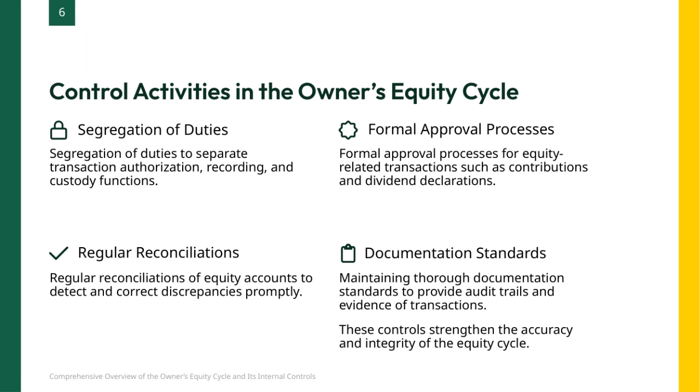Next, formal approval processes are important, especially for equity-related transactions like contributions or dividend declarations. This ensures that all significant actions are properly reviewed and authorized before they happen. Then, regular reconciliations of equity accounts help us catch and correct any discrepancies quickly. Lastly, maintaining thorough documentation standards creates an audit trail, providing clear evidence for every transaction in the equity cycle. Together, these controls create a strong framework that supports reliable financial reporting and protects the company's assets.